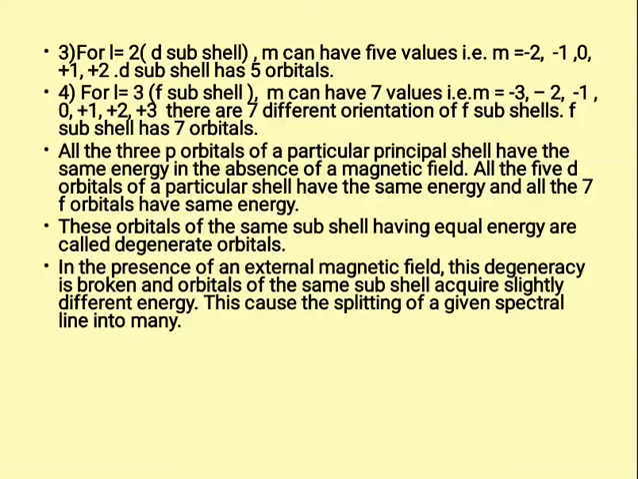After this, remember one thing. These orbitals of the same subshell have equal energy. And these equal energy orbitals are called degenerate orbitals. But in the presence of an external field, this degeneracy is broken. Means all the orbitals of the same subshell will acquire different energy. This causes the splitting of the main line into fine lines.